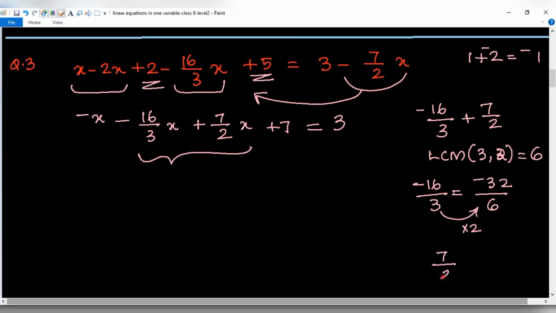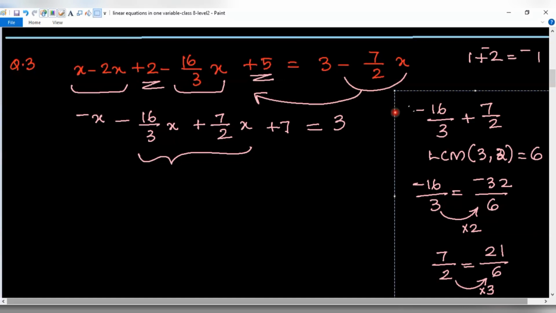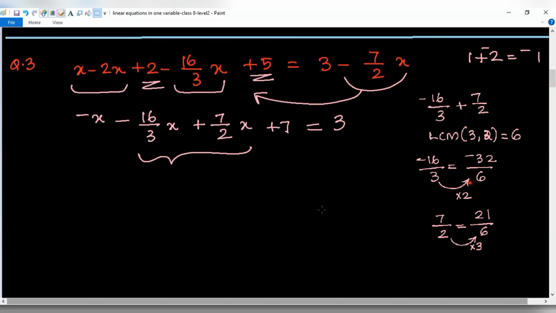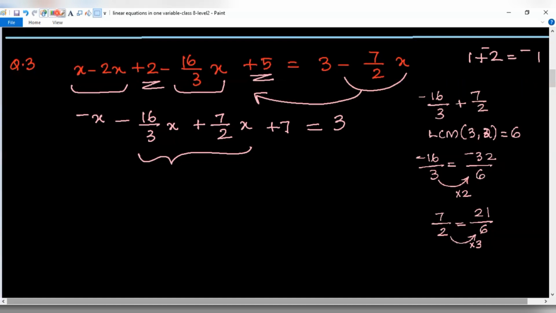Then comes 7 by 2. We need the denominator as 6. That means we have to multiply by 3, and the numerator also we have to multiply by 3. So it will become 21. So we have to combine these two. We have to add. Let us check what happens. When we add minus 16 by 3 plus 7 by 2, minus 16 by 3 is the same as minus 32 by 6, then plus 7 by 2, that is plus 21 by 6.